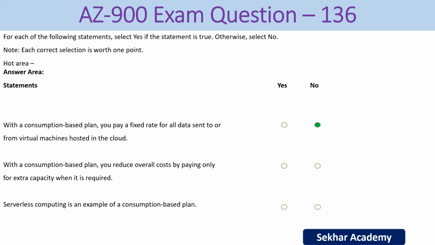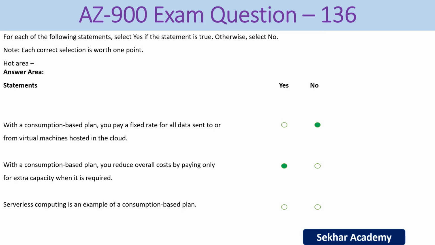Okay, so next statement, with a consumption based plan, you reduce overall cost by paying only for extra capacity when it is needed. So the right answer here is yes, right? So you reduce overall cost by paying only for extra capacity when it is needed. When you opt for the additional resource, only at that time will it be chargeable. Apart from that, there will be no additional charges, right? So the right answer is yes.